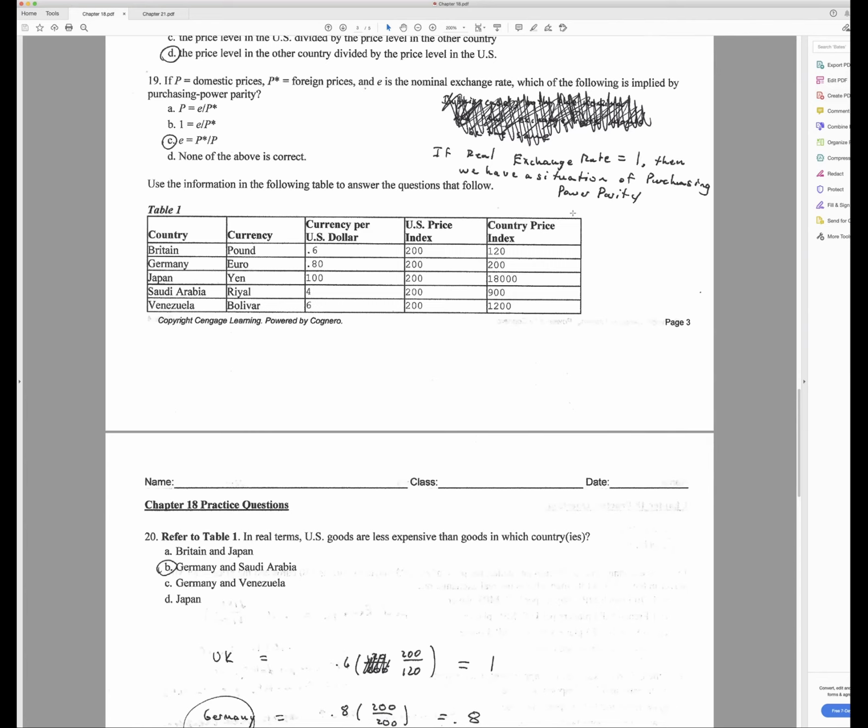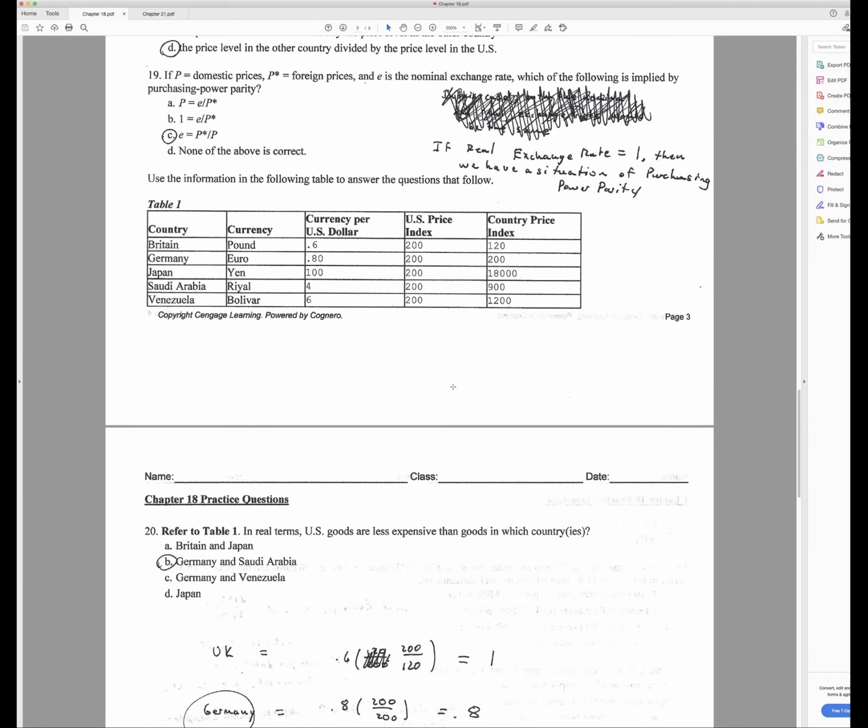Well, since we know that we're looking at it with comparison to the US price index, we know that the US price is always going to be what goes on top of our equation, or what is the domestic price index. And also, given that it says currency per US dollar, we know that we're trying to look at the exchange rate relative as US being the domestic country. So we know that 200 always goes on the top, and then we're just going to multiply this nominal exchange rate by the ratio of the US price index divided by the foreign country price index.